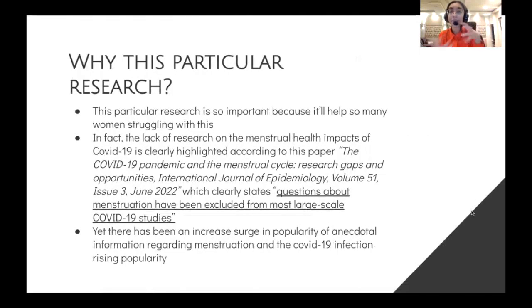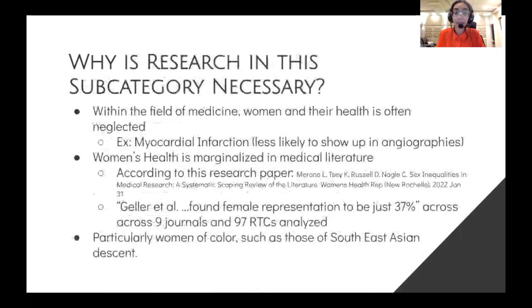Before I even begin talking about my research, I wanted to take a moment to talk about why research in this field is so necessary. And that is simply because women for the longest time have been underrepresented in medical literature. A very simple example of this might be heart attacks, and how female symptoms vary from those of men, which is why they go undiagnosed longer, and therefore have higher mortality rates.